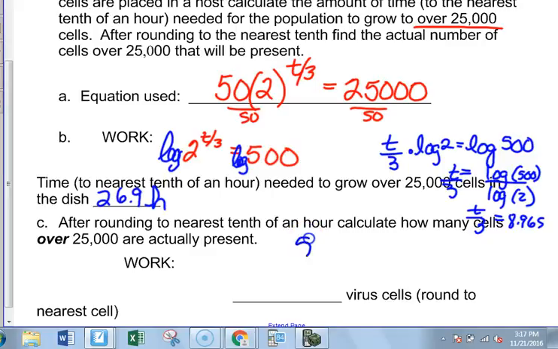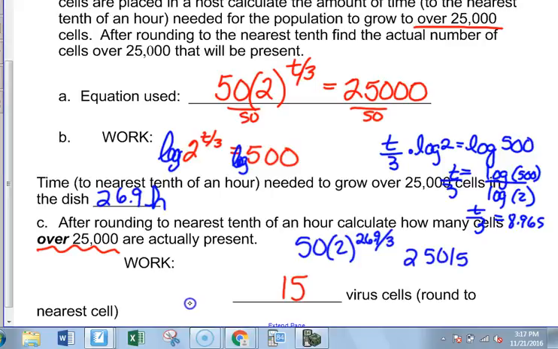So if we put in the original equation 26.9 over 3, do we get 25,000? 50 times 2 to the 26.9 divided by 3. I got 25015. Okay? So the question says, after rounding to the nearest tenth, calculate how many cells over 25,000 are actually present. So how many are there that are extra? 15. So it's a weird little second question that it asks.